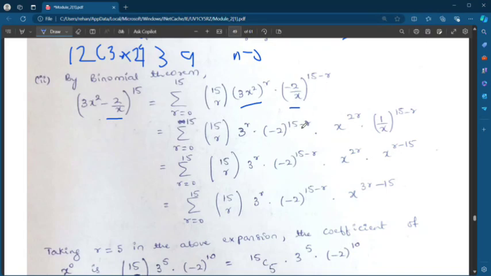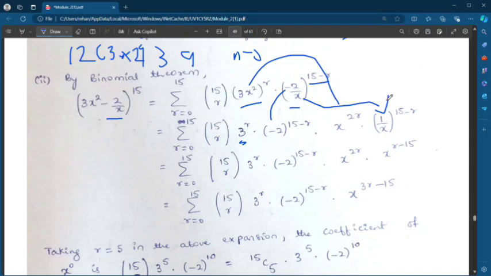Then what I'll do, I'll open it up. So 2 is there, right? The 2 I'll keep as it is inside. Here 3 is there, 3 to the power of r into x to the power of 2r. So I'll keep 3 to the power of r here, I'll take x to the power of 2r here. Then here minus 2 to the power of 15 minus r I'll keep here, and I'll take 1 by x to the power 15 minus r here, like this.